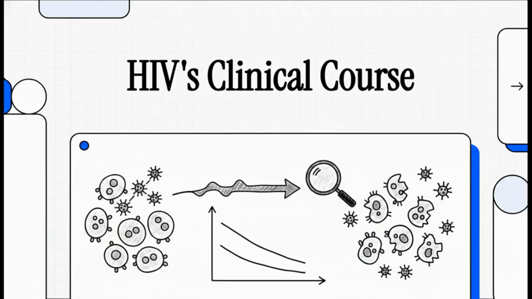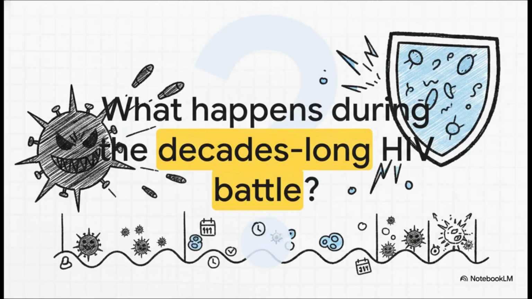All right, let's jump right into this explainer. Today, we're totally demystifying the timeline and the physiological course of an HIV infection inside the human body. We hear a lot about HIV and AIDS in the abstract, right? But today, we're going to look under the microscopic hood and map out exactly how this virus behaves over time. So what actually happens during the decades-long battle between the human immune system and the human immunodeficiency virus?